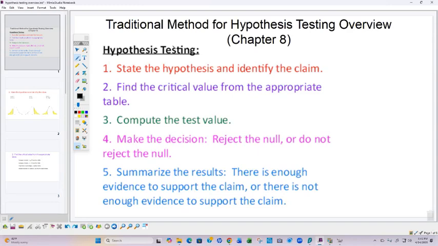Okay, let's look at the traditional method for hypothesis testing. This is just an overview. It's not specifics. It's an overview. This is from Chapter 8 in our textbook. There are 5 steps for the traditional method.